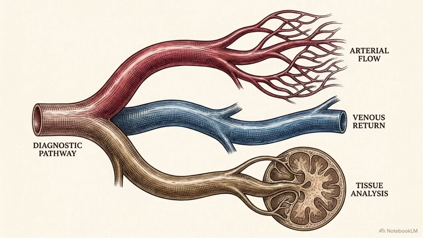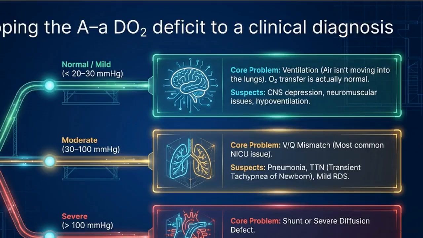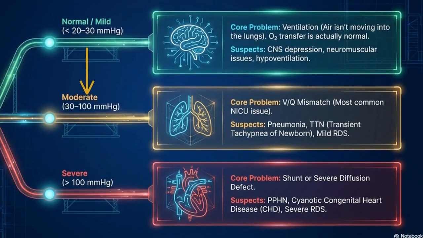Once that A-a DO2 value starts climbing out of the normal range, it triggers a branching diagnostic tree. This chart maps out the deficit. If the gradient is normal or mildly elevated, oxygen transfer is intact. You have a pure ventilation problem. Air simply isn't moving. If the gradient is moderately elevated, between 30 and 100, you have a VQ mismatch. This points to localized lung damage, like pneumonia.